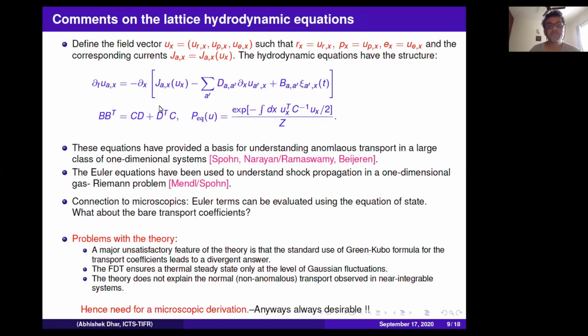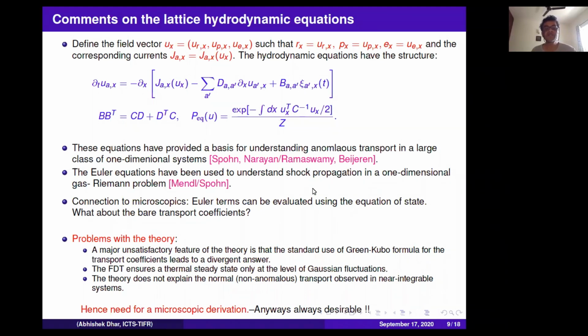So this is how you use fluctuating hydrodynamics to understand equilibrium problems. Without the noise and dissipation terms, you have the Euler equations, and you can use these to study, for example, shock propagation in a one-dimensional gas. This is called the Riemann problem. You take some front, a discontinuous front, and ask how it evolves in time. So you can use the same equations to understand such problems.